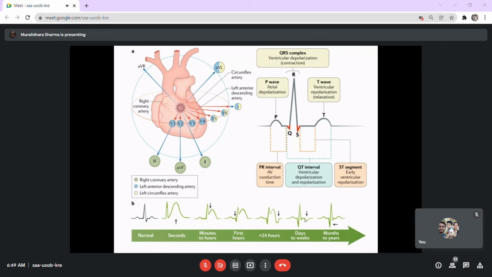If the condition progresses well and the dead area is replaced by fibrous tissue, the ST segment tends to come back to the original position, but the T wave remains inverted for a long time.